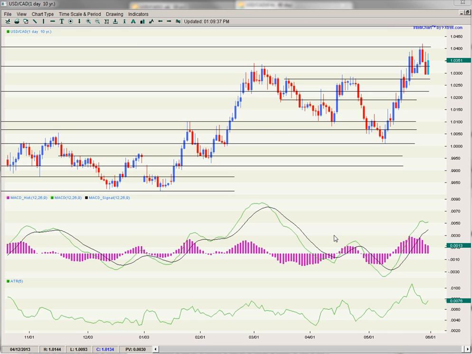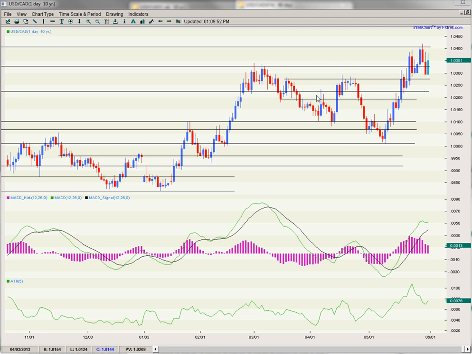I want to talk today about integrating candle patterns, or candlestick formations, with your trading patterns. Very, very effective thing to do when you learn how to do this right. And I'll just give you a little illustration here. This is on the U.S. Canadian dollar pair, just these last few days.